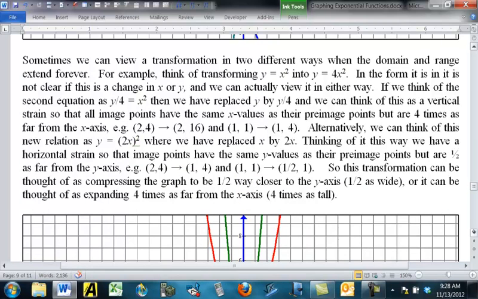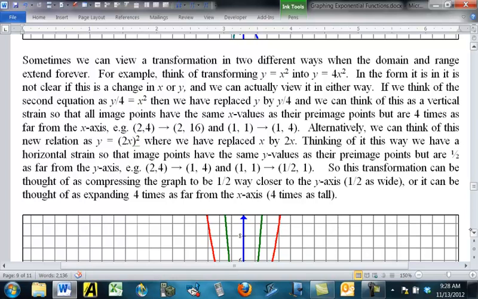Now, sometimes it turns out that we can view a transformation in more than one way. Like we transform the formula, we can think of it as two different ways of transforming the graph. Now, we've seen this before. For example, we take y equals x squared, and we want to write it as y equals 4 times x squared. Well, in this form, it's not clear whether we change the x or y, and we can actually think of it either way.